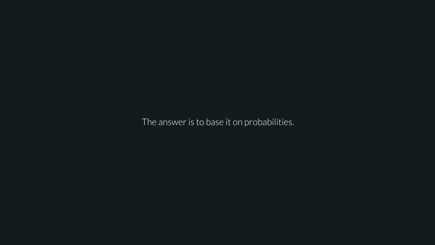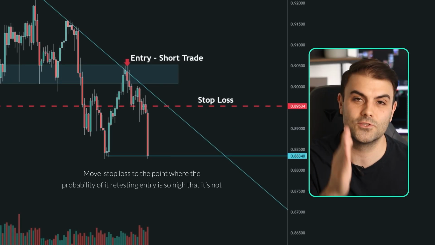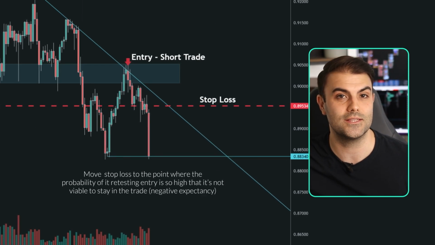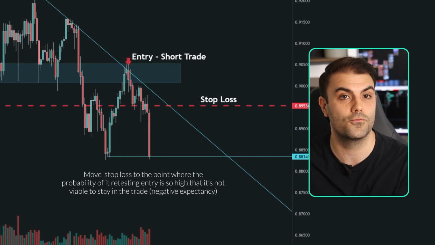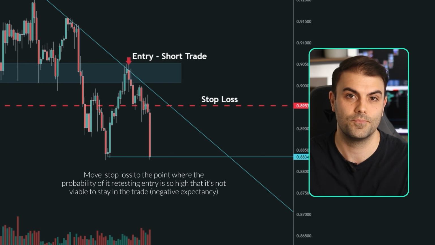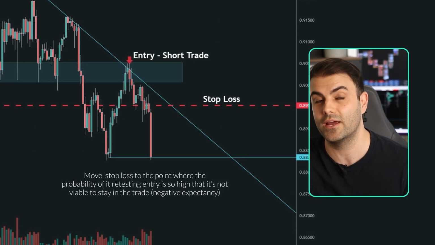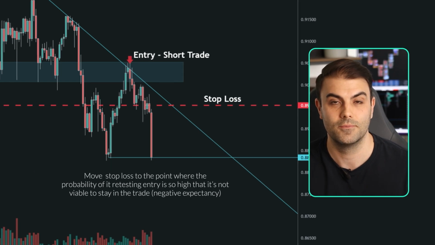So the answer, as always, is to base it on probabilities. I want to move my stop loss to the point where the probability of it retesting my entry point is so high that it's no longer viable to stay in that trade any longer. In other words, it's the point where the expectancy for staying in the trade beyond that is negative. So beyond that point, it's no longer logical to be holding that risk.